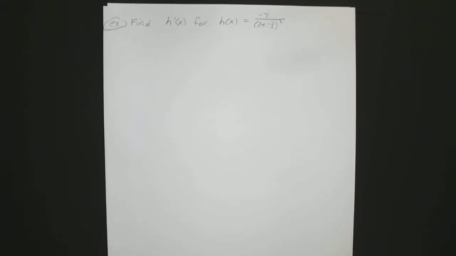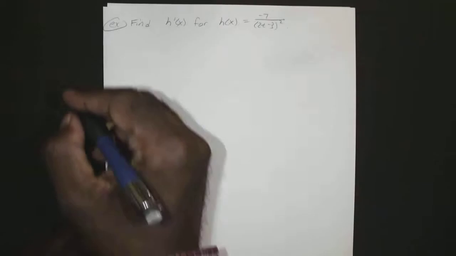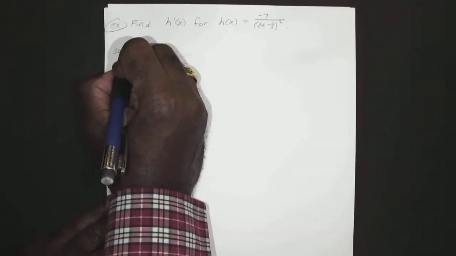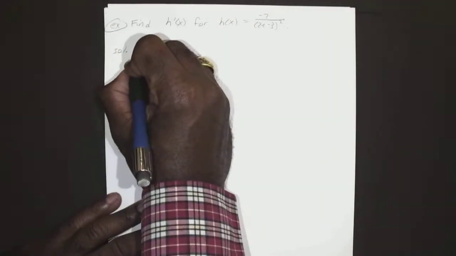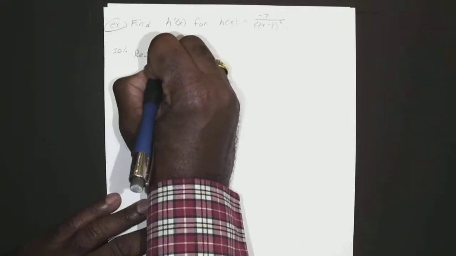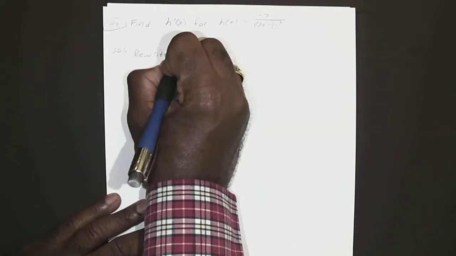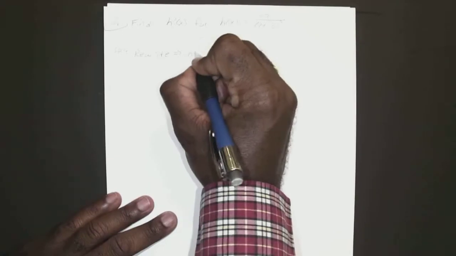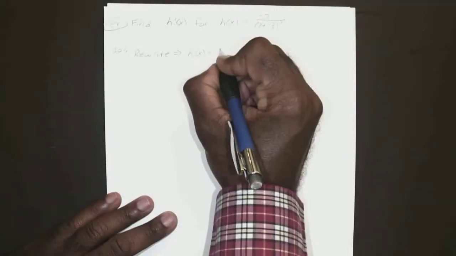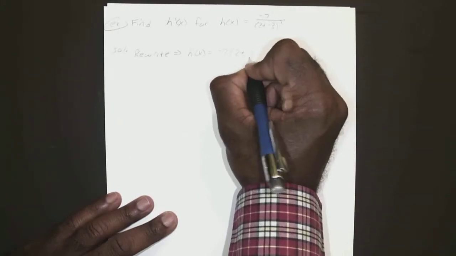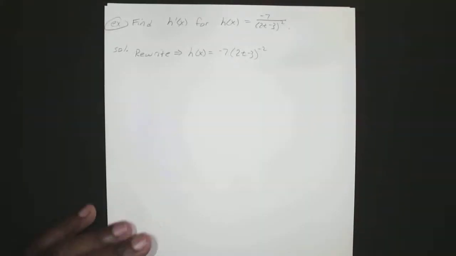Okay. Now with this one, you could use the quotient rule, but you don't have to, simply because the easiest way to do this one would be to rewrite it. So we can make h of x equal -7 times (2x minus 3) to the -2. Now we can just do the chain rule on that one.